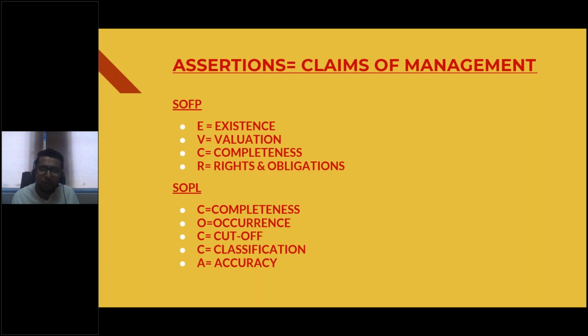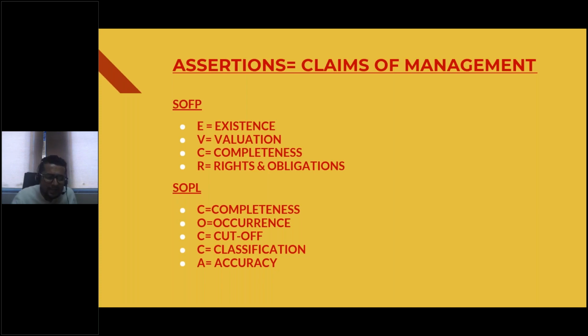Now those assertions and those claims can be divided into two major categories. The first category of assertions is about the statement of financial position. And the second category of assertions is about the statement of profit or loss account. So statement of financial position and statement of profit or loss account. When it comes to the statement of financial position, there are four major assertions. What are assertions? The claims of the management. So there are four major things which are claimed by the management regarding the integrity of the statement of financial position. Now, what are those four things?